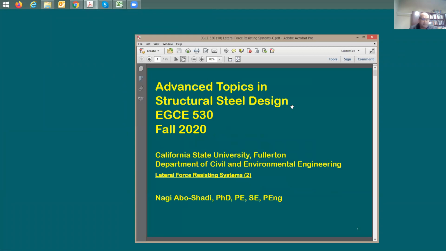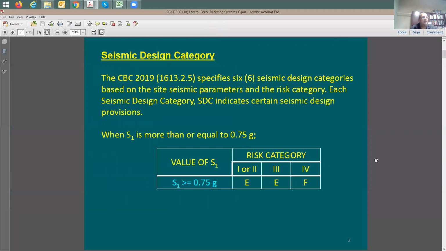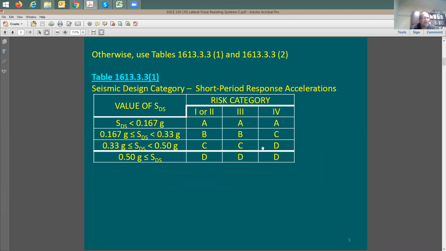In the following slide set, it shows you here how to do the risk category. And once you have the risk category, you're going to be doing the seismic design category. This table is not really in the code. I just made up this table. This is going to be the table that you see here in the code.